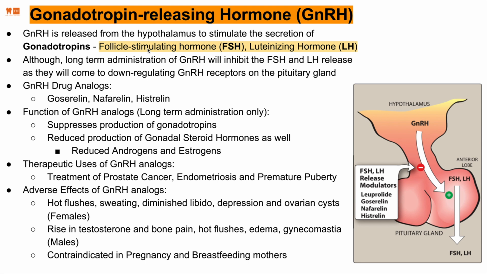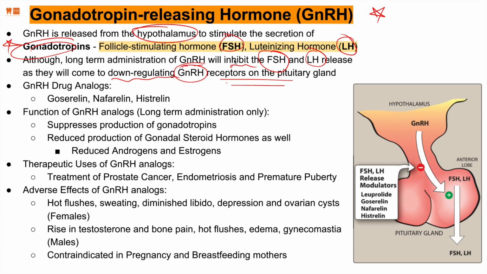Okay, next, gonadotropin releasing hormone. GnRH is released from hypothalamus, of course. Stimulates the secretion of gonadotropins. It's another type of hormone, which is follicle stimulating hormone, FSH, and luteinizing hormone, LH. Although long-term administration of gonadotropin releasing hormone will inhibit FSH and LH, they will come to down-regulating gonadotropin releasing hormones, guys.